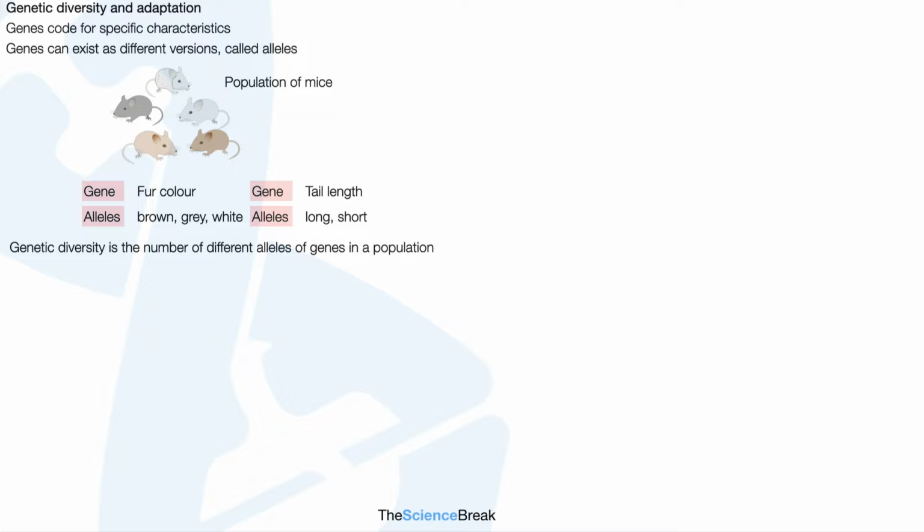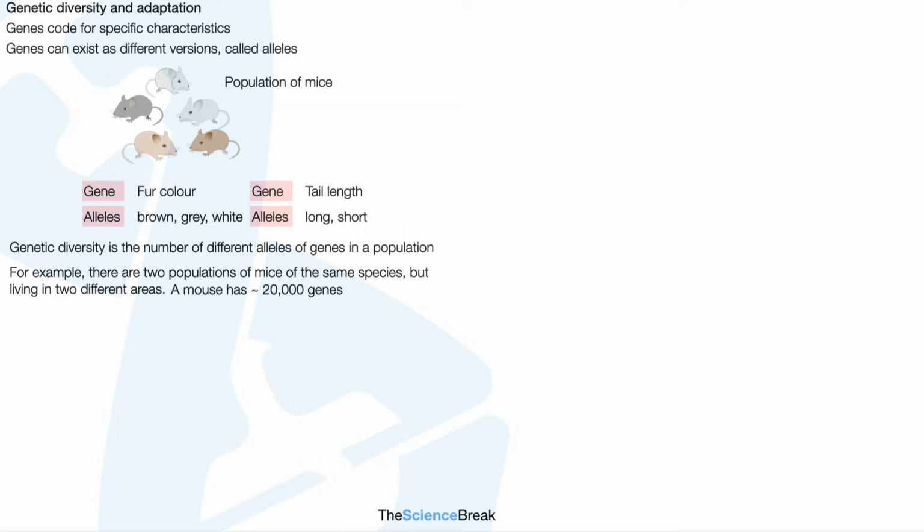Genetic diversity, this is a definition that we need to know and remember. Genetic diversity is the number of different alleles of genes in a population. Let's explain genetic diversity a bit more. For example, there are two populations of mice of the same species but living in two different areas. A mouse has about 20,000 genes. Population 1 and population 2 both have 1,000 mice, and each mouse will have 20,000 genes in its genome.